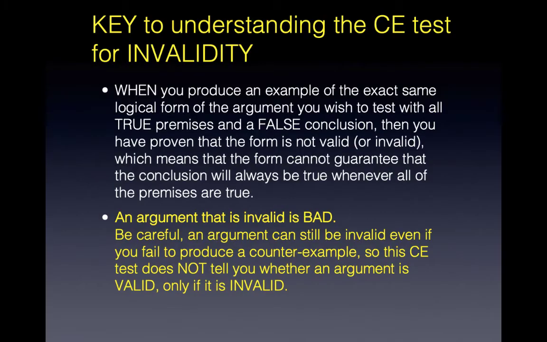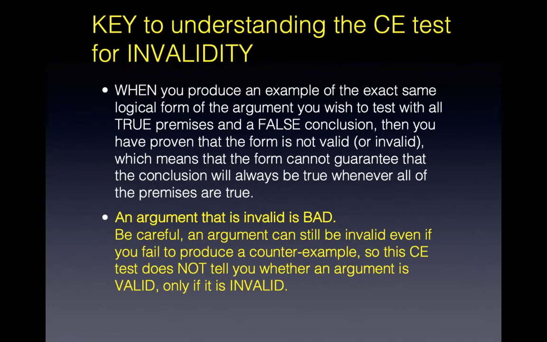So the key to understanding the counterexample test for invalidity of form is the following. When you produce an example of the exact same logical form of the argument you wish to test with all true premises and a false conclusion, then you have proven that the form is invalid. How did you do this? You showed you could get a false conclusion from all true premises. Again, an argument that is invalid is bad. Be careful. An argument can still be invalid even if you fail to produce a counterexample. So this counterexample test does not tell you whether an argument is valid, only if it is invalid.